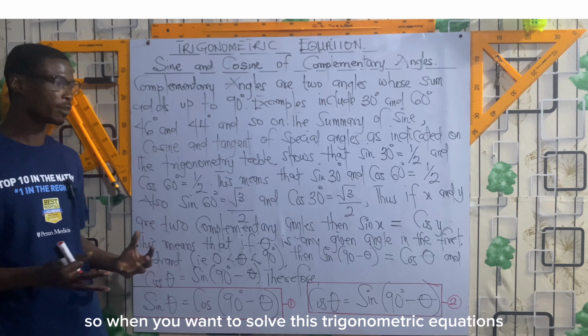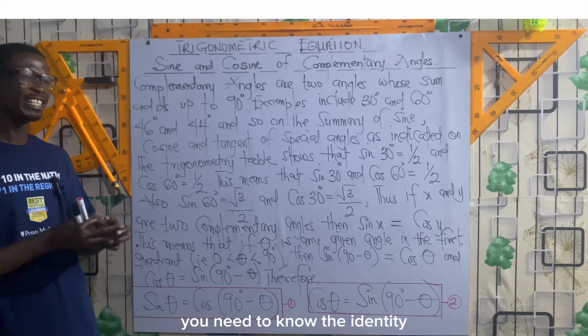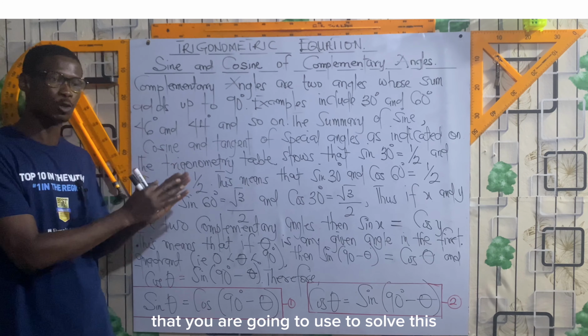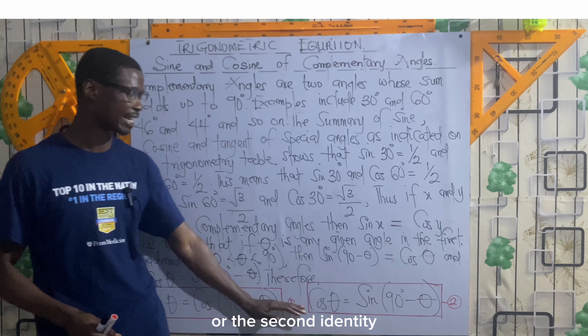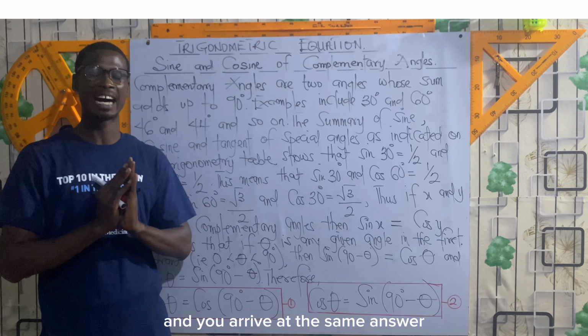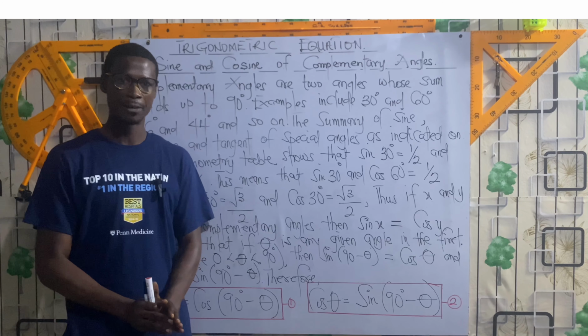This is what we are going to use to solve. When you want to solve a trigonometric equation, you need to know the identity that you are going to use. You can use the first identity or the second identity, and you arrive at the same answer. Are we together?